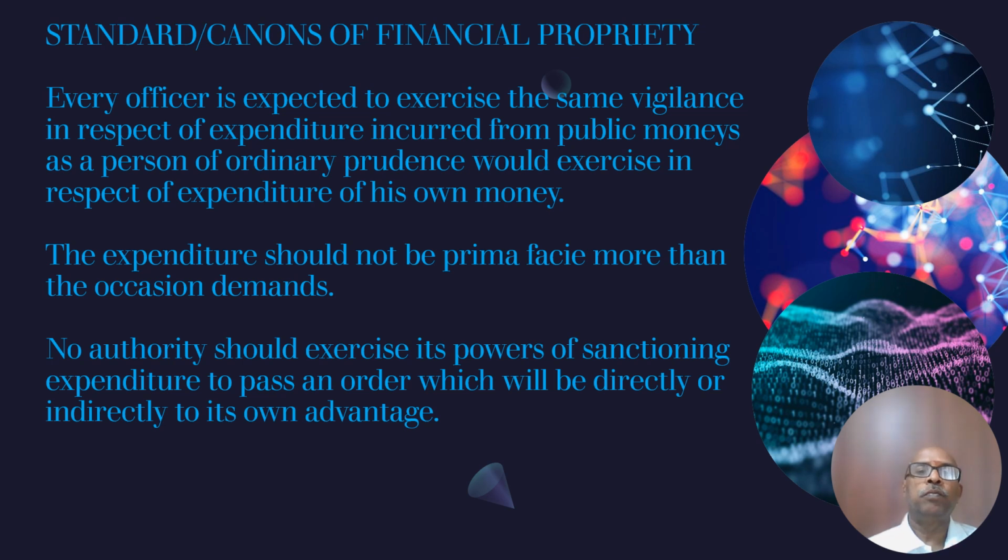Okay. So the expenditure should not be prima facie more than the occasion demands. No authority should exercise its power of sanctioning expenditure to pass an order which will be directly or indirectly to its own advantage. He cannot sanction honorarium for himself. This is the simplest example. But the question I faced in our service was, normally for Deputy Secretary and above, the TA bill countersigning authority will be the self-control officer.